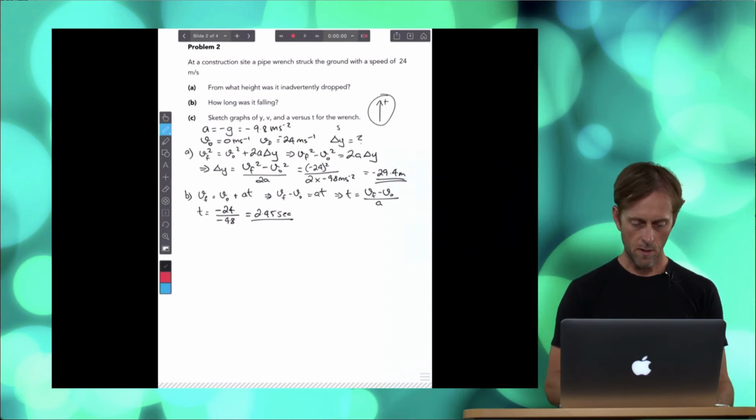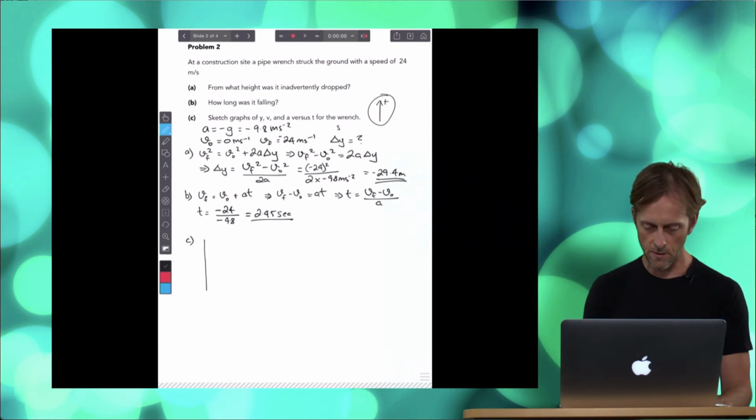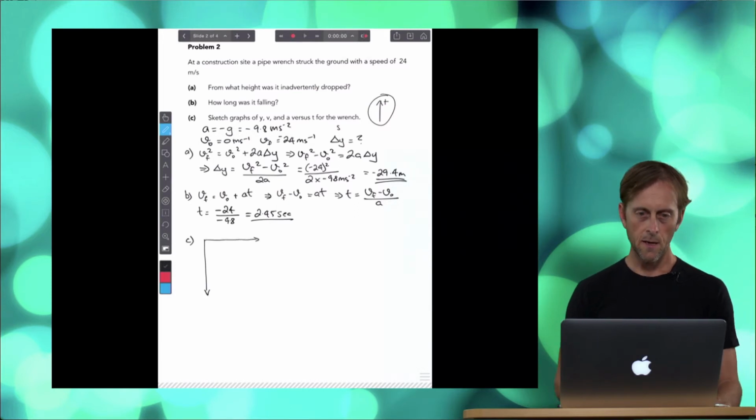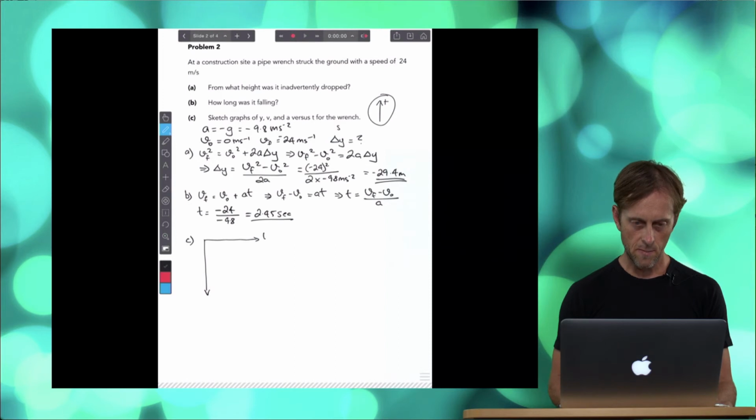Okay, so it only leaves us now to draw the graphs of the motion. So we can do that by drawing our axes like this. This is time, and this is position y. And here, probably should put the units in meters.